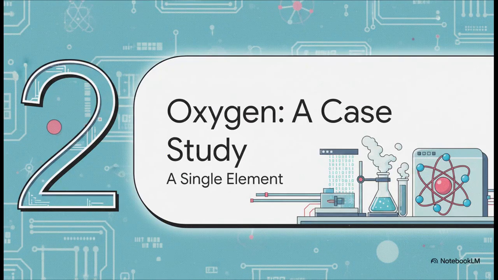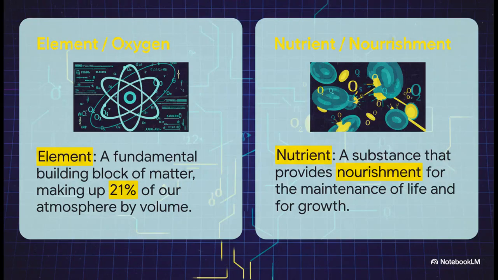Okay, so to see this blueprint in action, let's really zoom in on one absolutely crucial element, oxygen. It's number 8 on the chart, and, well, it's pretty essential for all of us. We all know oxygen as the air we breathe, right? But some folks argue it's actually a nutrient. I mean, think about it. A nutrient is just a substance that nourishes life and fuels growth. And by that definition, oxygen is hands down one of the most critical nutrients we have.